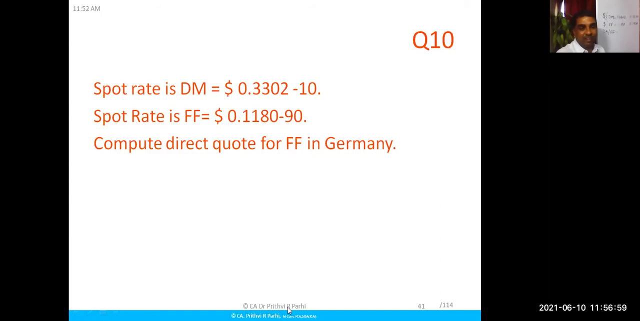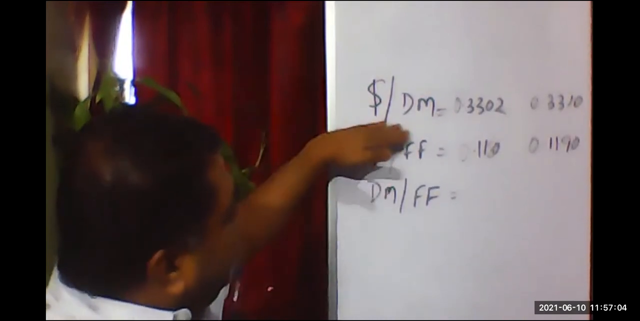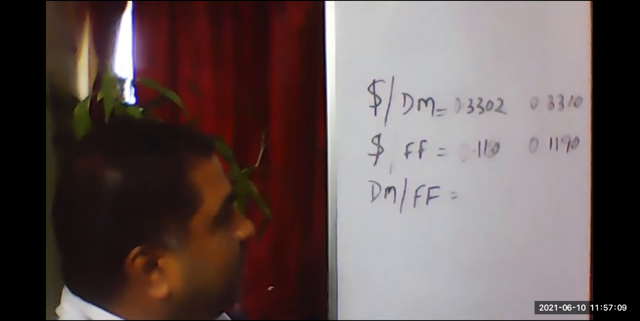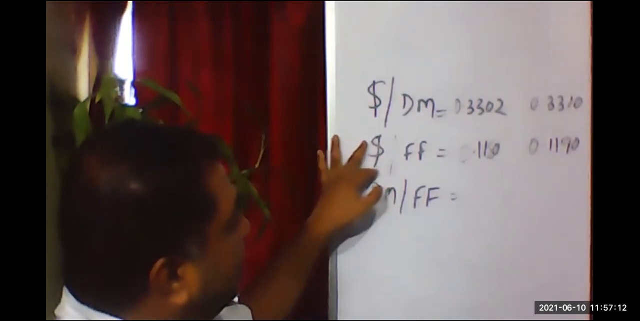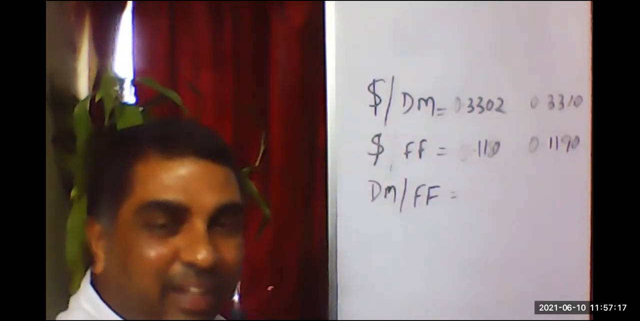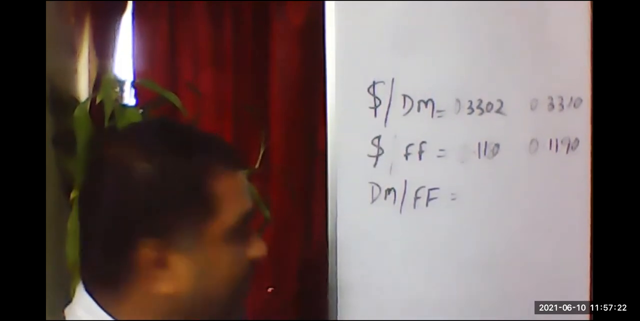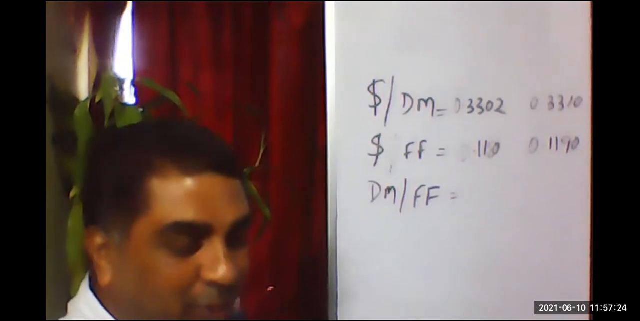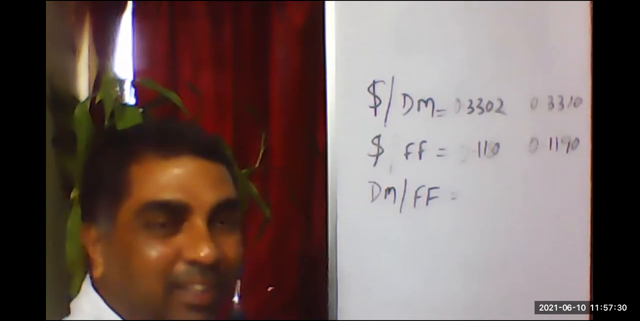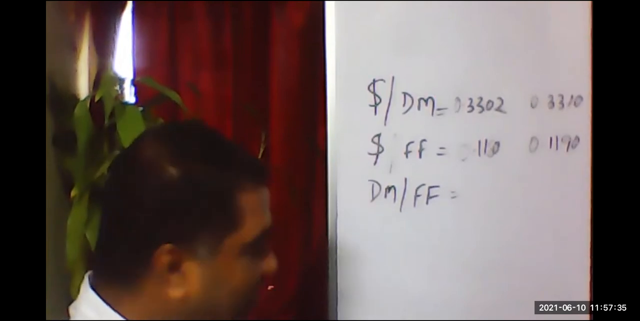Okay. Let me now share the screen and the whiteboard with you. So this was given to you. Dollar by DM is 0.3302, 0.3310, and dollar by FF is this much, this much. What is DM by FF? When we talk about DM by FF, we have to compute both the bid rate and the ask rate. Can you suggest how I will be able to do it? First we'll see how to calculate the bid rate.